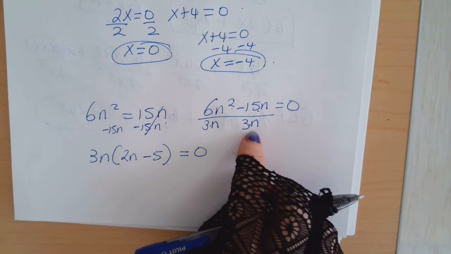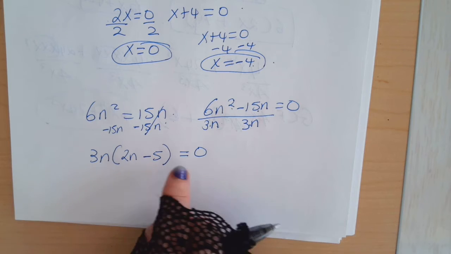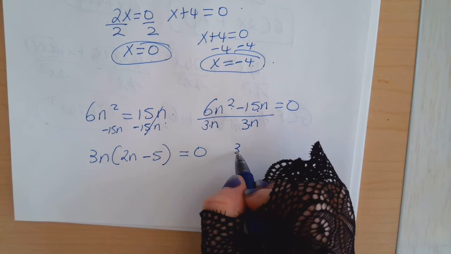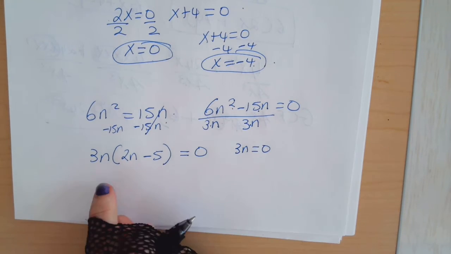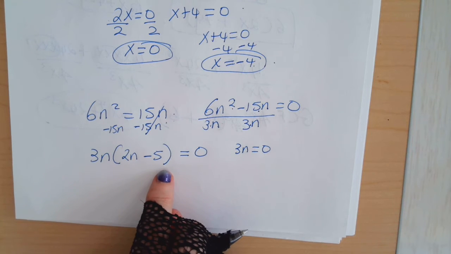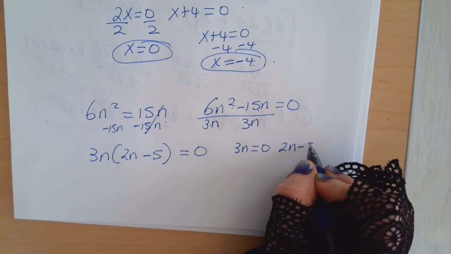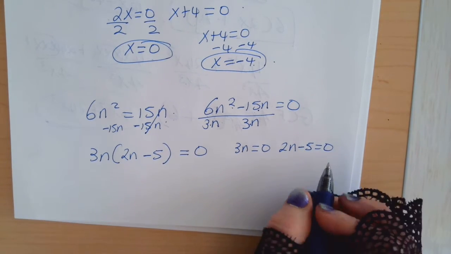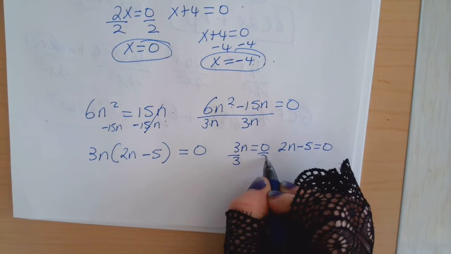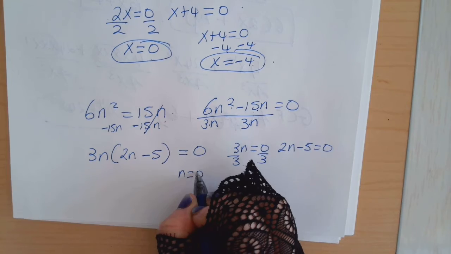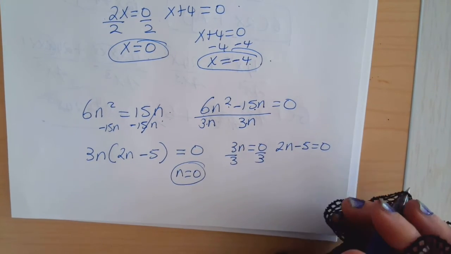That's all you did now, is factor it, and you're setting them both equal to 0. So 3n equals 0, that's your A. The other factor is in the parentheses. 2n minus 5 equals 0. Divide anything into 0, and it's going to be 0. So that's one of your answers.